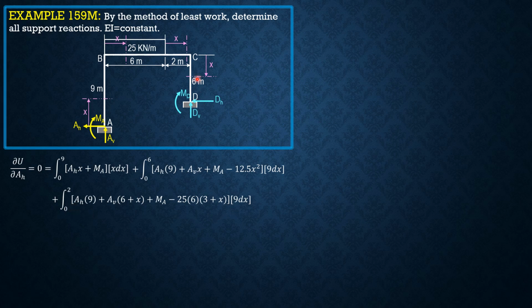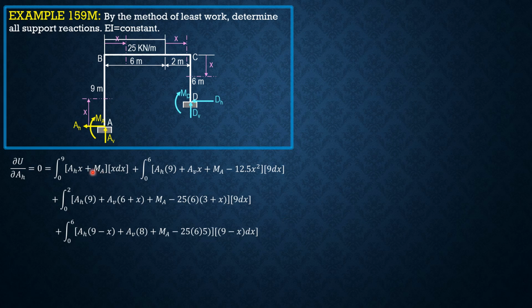And for the last section, AH times, if this is x, the moment arm of AH, which is this moment arm here, is 9 minus x. So integral 0 to 6 of AH times quantity 9 minus x plus AV times 8 plus MA. Then minus 25 times 6 times 5. 3 plus 2 is 5. So that's the moment equation. The derivative with respect to AH is 9 minus x dx.